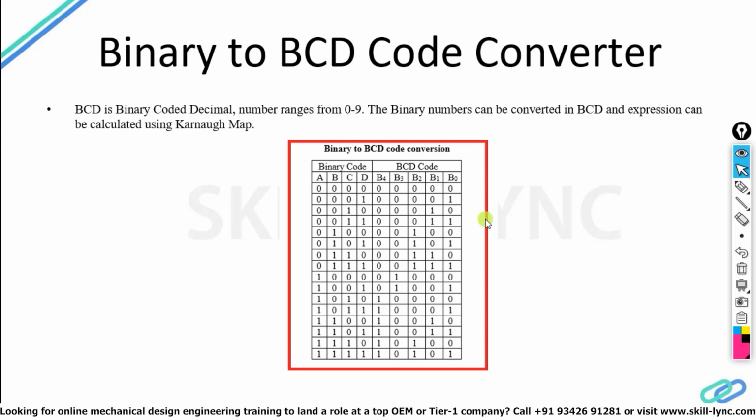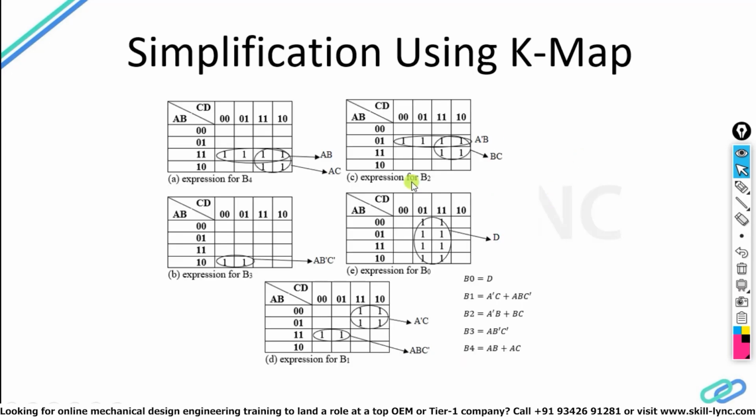Then we will put the values of the minterms in the 4 variable K-map. There will be a total of 5 K-maps. Then we will find out the expressions, and at last we will draw the logical diagrams. So let us see how it is happening. These are the 5 K-maps, and we are putting the ones in the corresponding minterms.